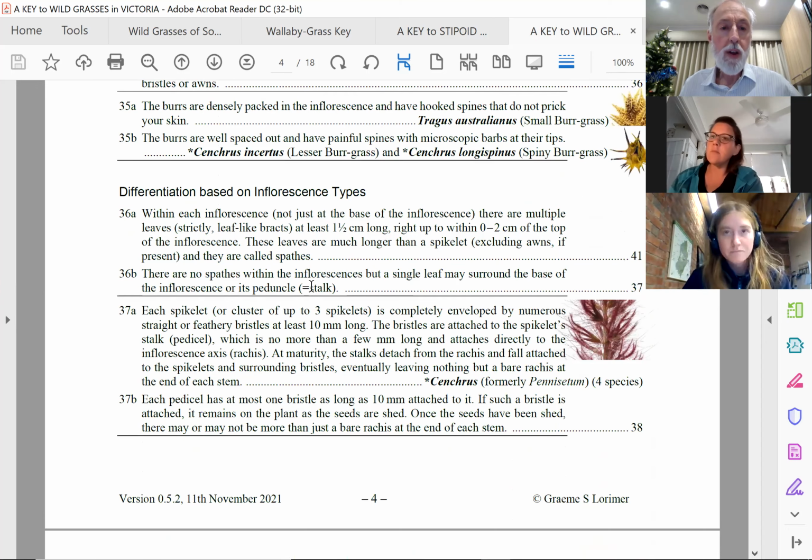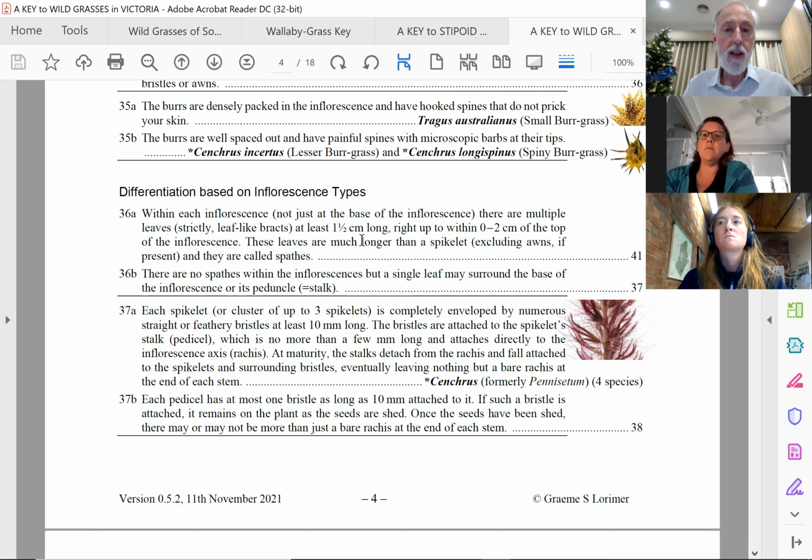36A says, within each inflorescence, not just at the base of the inflorescence, there are multiple leaves, or strictly leaf-like bracts, at least 1.5 centimetres long, right up to within 0 to 2 centimetres at the top of the inflorescence. Now, if we were to take this route down to 41, we'd see that it has the 2 kangaroo grasses and the 4 other species that I discussed when we looked at kangaroo grass on Thursday out at Toowoomba Vale.